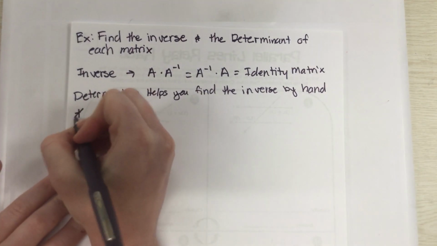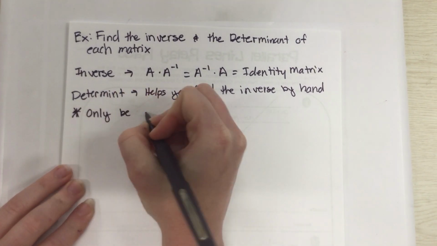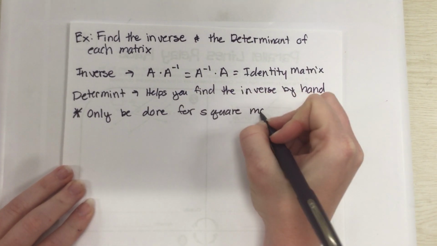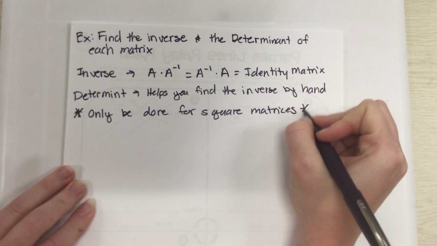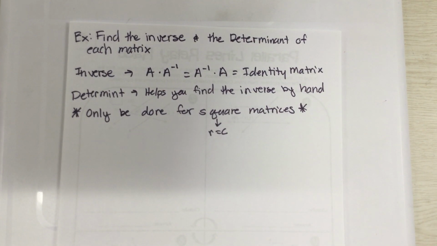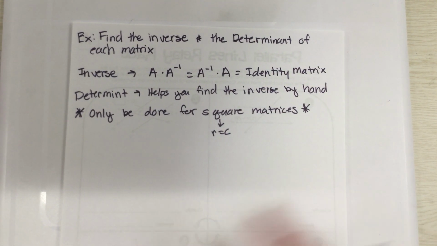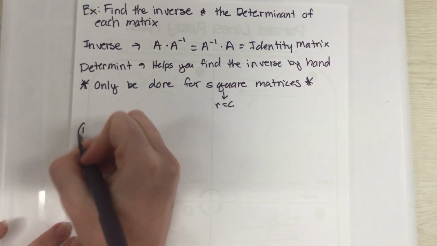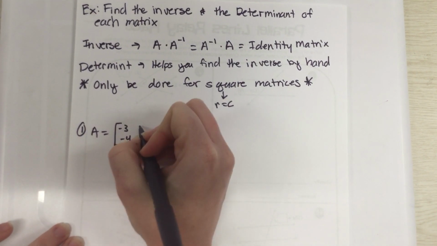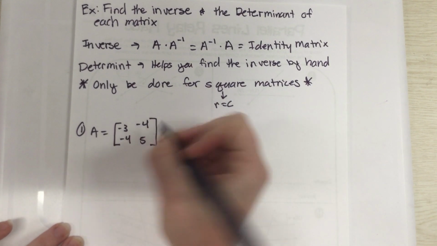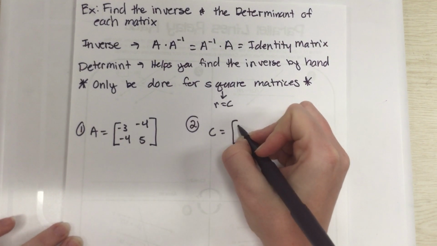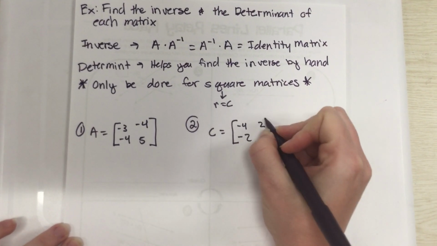One key thing, both of these can only be done for square matrices. What square means again is the rows equal the columns. If it's not a square matrix, you can't find the inverse, you can't find the determinant. It only works for square ones. So this first one, we have A equals [-3, -4; -4, 5], and number 2, we're going to do C equals [-4, -2; 2, 1].